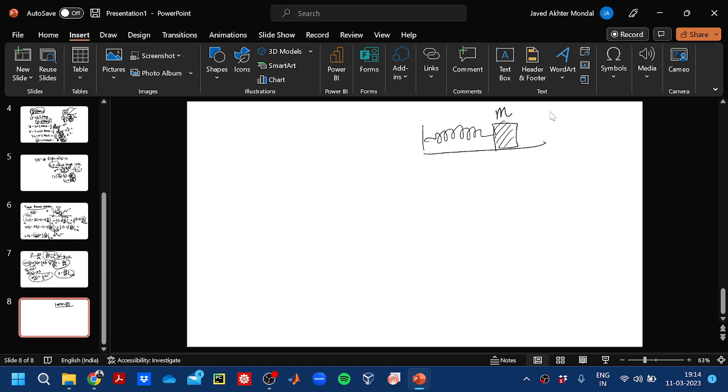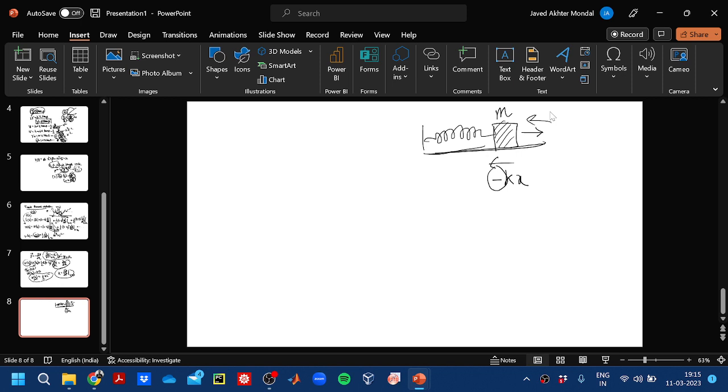So this is our mass, and suppose this surface is frictionless. Suppose the force acting on the mass is minus kx. So why is the minus sign here? Because when the block is moving in this direction, the force will act in this direction. That means it will oppose its motion.